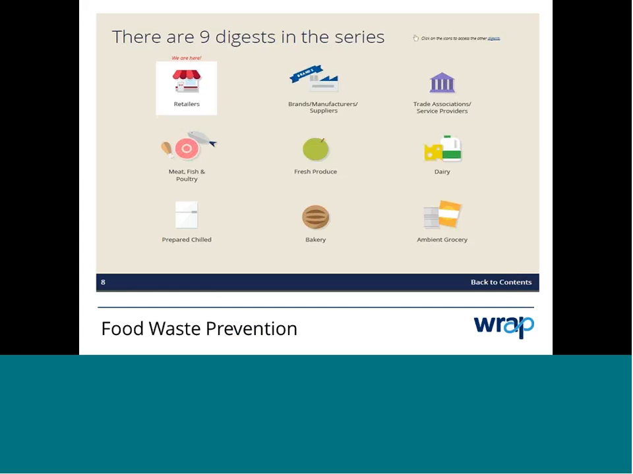So as you can see here, there are 9 digests in the series. We've thought about different audiences, so for example, retailers, manufacturers, trade associations, and also about different product categories and how they might use information in different ways. We might want to encourage them to take different types of action as well, depending on the audience or the category. Or these different audiences could have specific priorities or needs for specific information. And we hope that the digests cater for these differences.